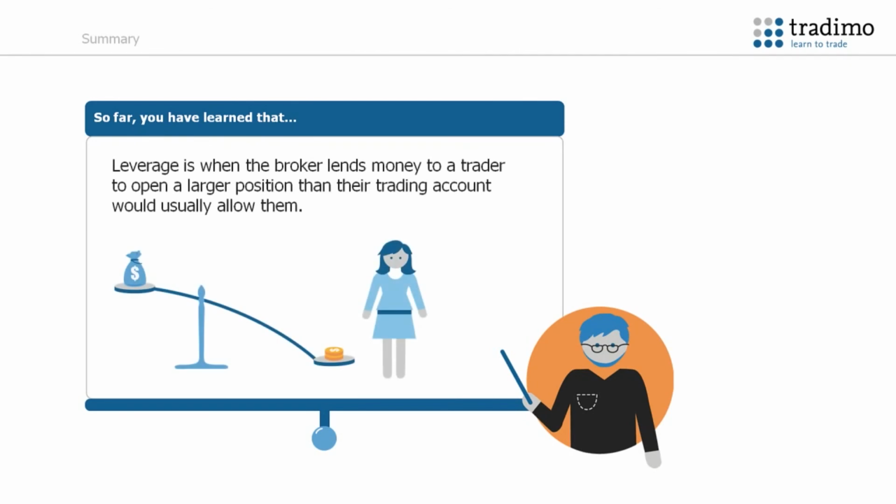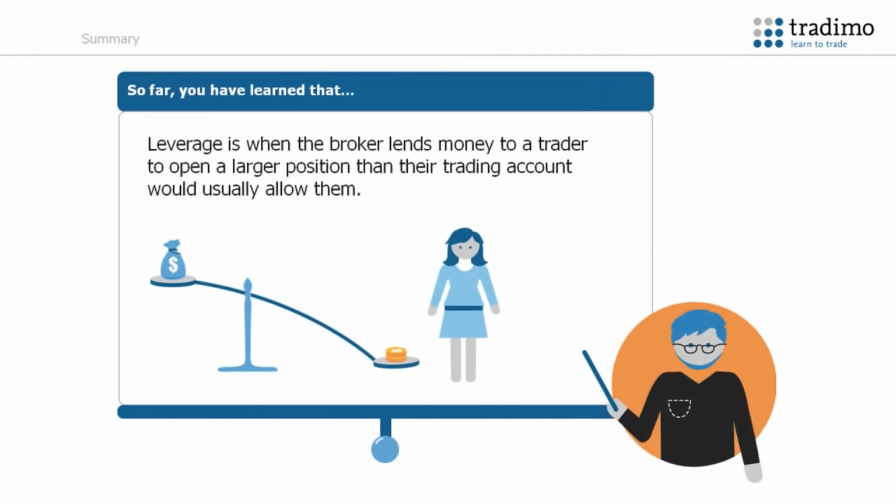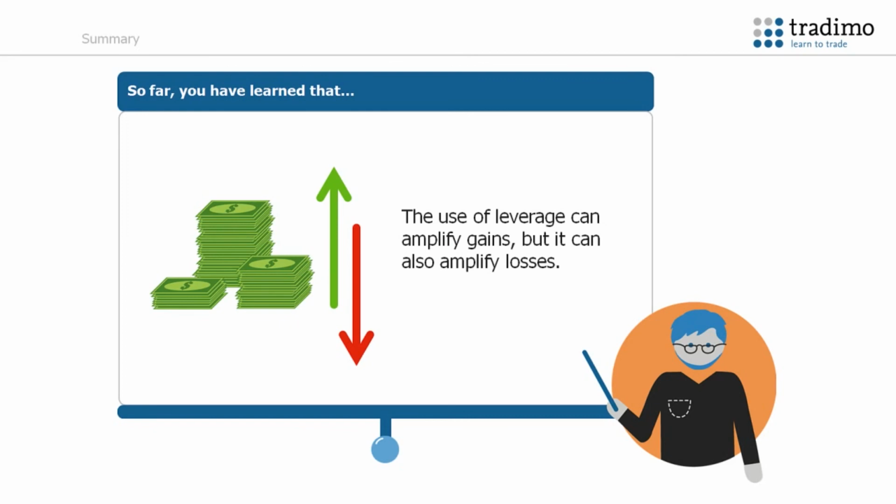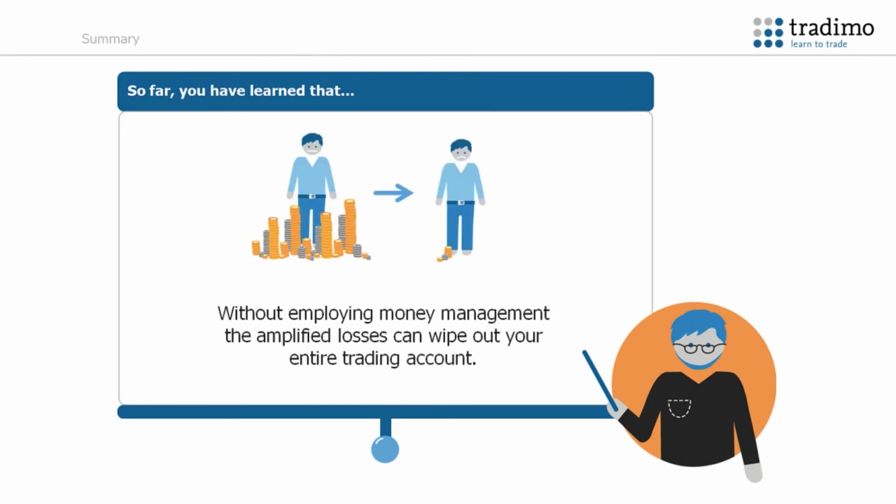So far, you have learned leverage is where a broker lends you money to control a larger position size than your trading capital would allow you to. By using leverage, you can amplify your gains, but you can also amplify your losses. When using leverage, it is essential that you incorporate money management, because the amplified losses can wipe out your entire trading account.